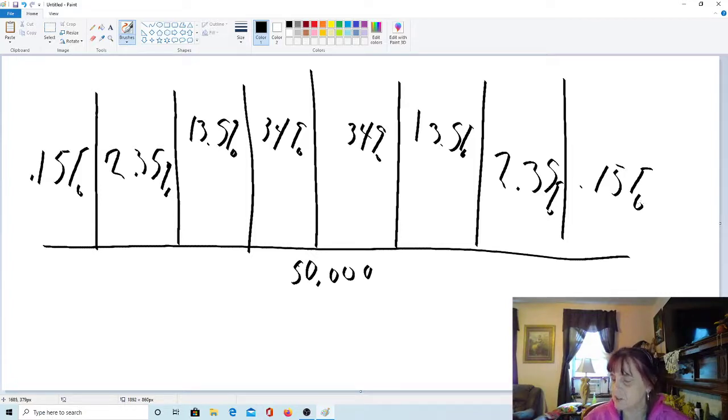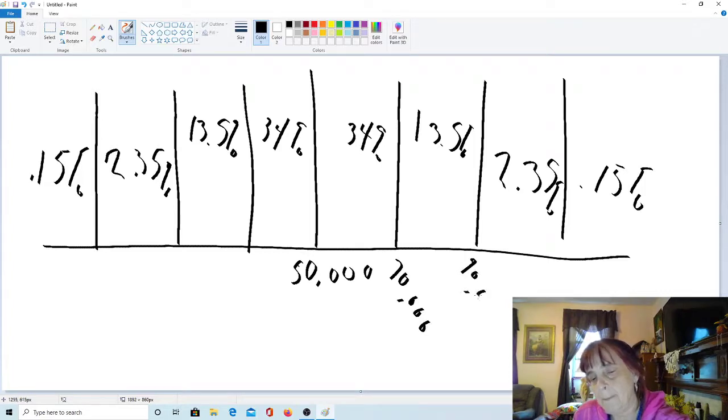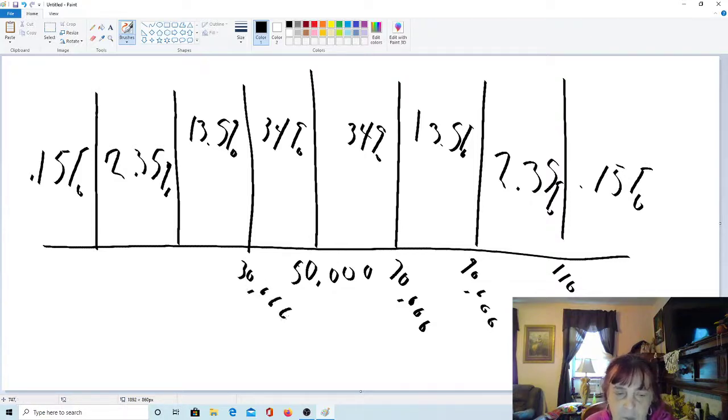The standard deviation is 20,000. So you add 20,000 to 50,000, you get 70,000. And another 20,000 is 90,000. And you get 110,000. And then 50,000 minus 20,000 is 30,000. Subtract 20,000, you get 10,000.